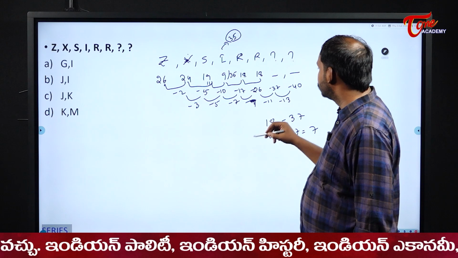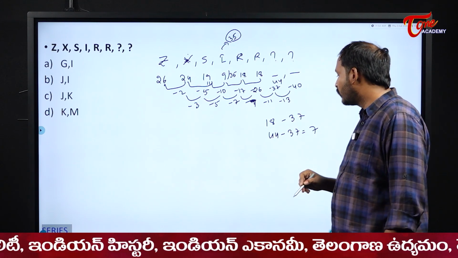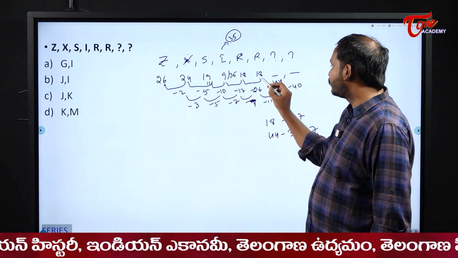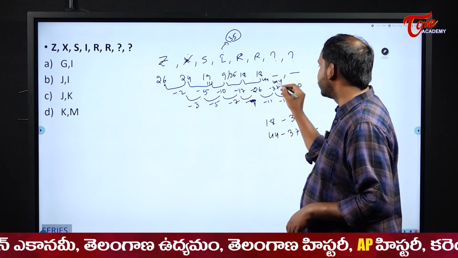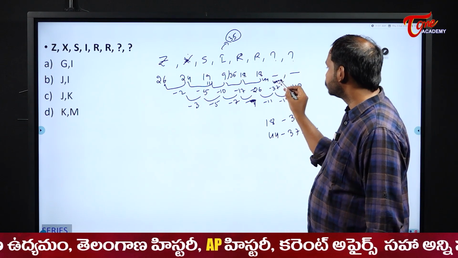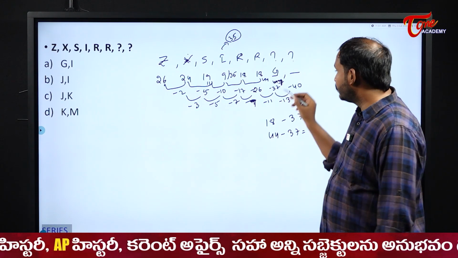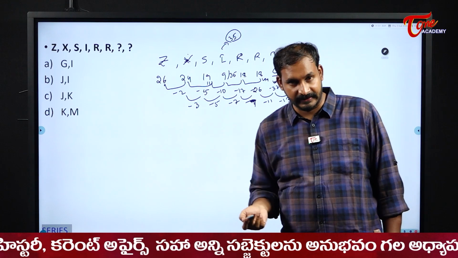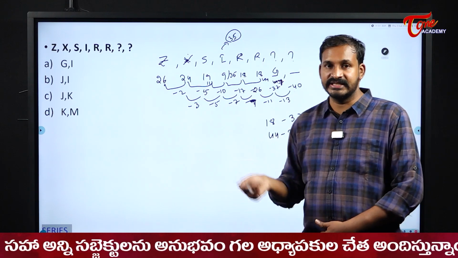So I will take R as 44. 44 minus 37, what does it become? 7. So that means the 7th alphabet for me is G. From it I should subtract minus 40. So G minus 26 is once again G.